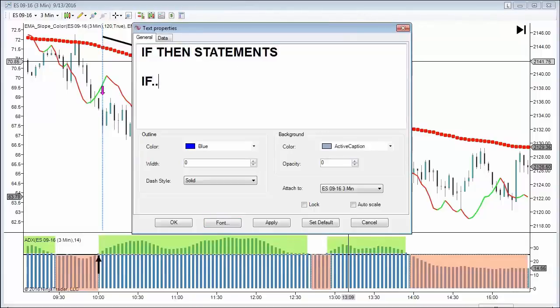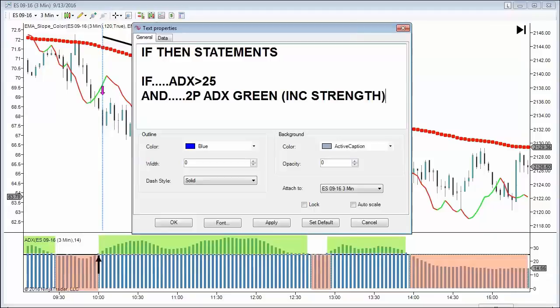So if the ADX is greater than 25 and the 2-period ADX is green, which is an increasing strength, then look for trend entries. And this takes all of the discretion out of it. We're not looking bar by bar. We're not having these conversations in our head. We're mechanizing everything down to an if-then statement.